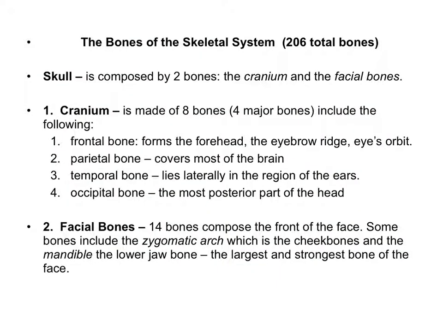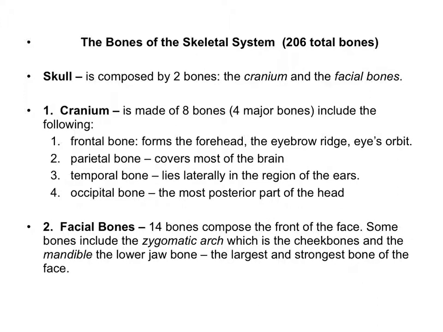Now, let's go over the skeleton itself. The human skeleton has 206 bones. The skull is composed in 2 sections, the cranium and the facial bones. The cranium is made of 8 bones. There are 4 major bones, and they include the frontal bone, that makes the forehead and the eyebrow ridge, the parietal bone, that covers most of the brain, the temporal bone, which lies in the region of the ears, and the occipital bone, which is the most posterior part of the head.